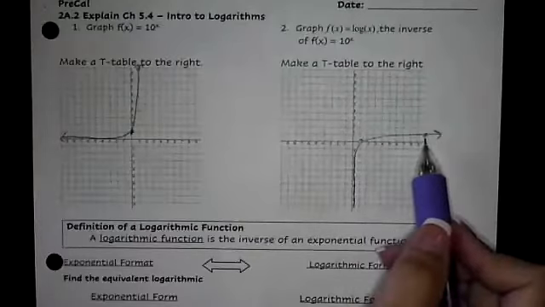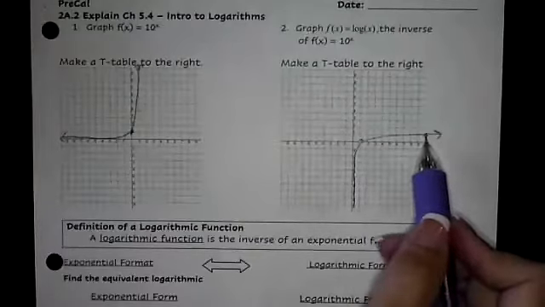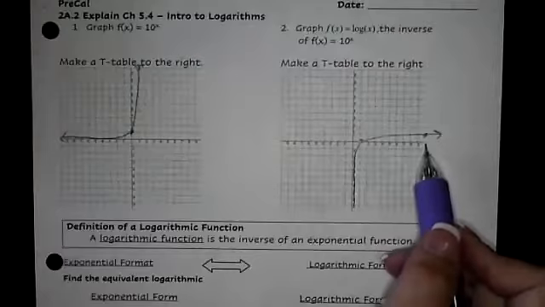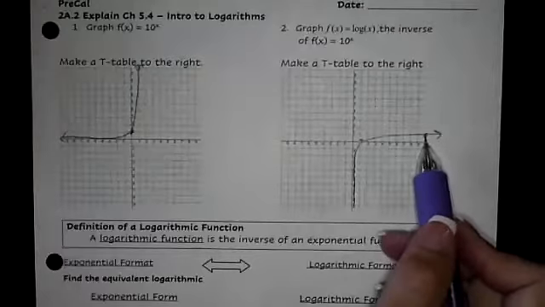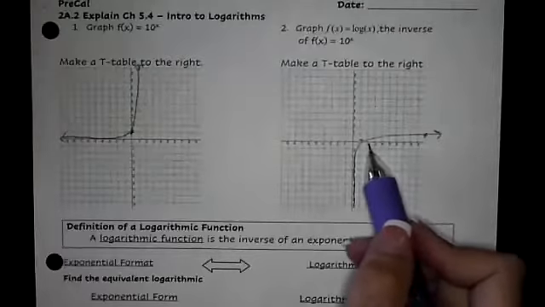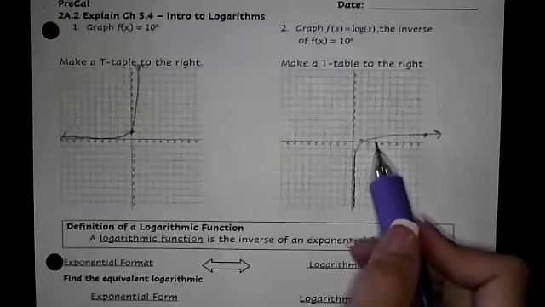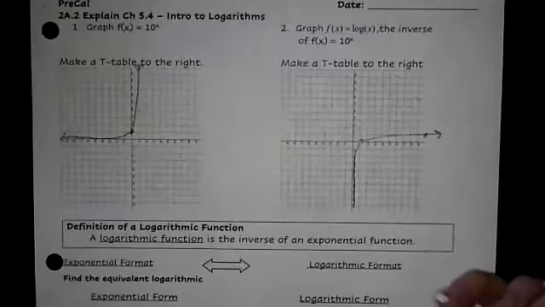The next point over is always going to be the base and then 1. So this was a log with a base of 10, so we've got the point at (10, 1). If it was a log base 2, it'd be (2, 1). If it was a log base 3, it'd be (3, 1), and so on.